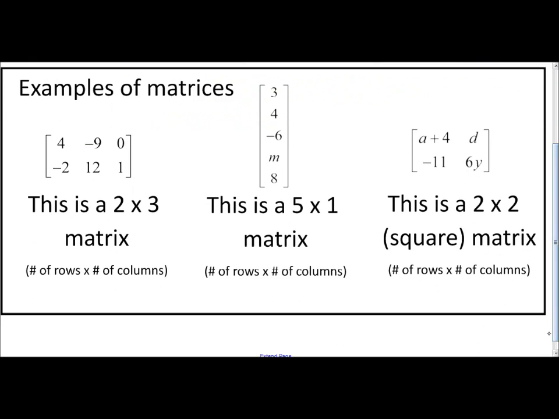So in these examples here, this first matrix is a 2 by 3 matrix. The reason is because we have 2 rows and 3 columns. So when we describe a matrix, we talk about its number of rows first and then number of columns. The second matrix here is a 5 by 1. We have 5 rows and just 1 column. And the last one here is a 2 by 2 matrix. We call it a square matrix. Equal number of rows as columns would make it a square matrix. So a 3 by 3 matrix and a 4 by 4 matrix and so on would also be called square matrices.